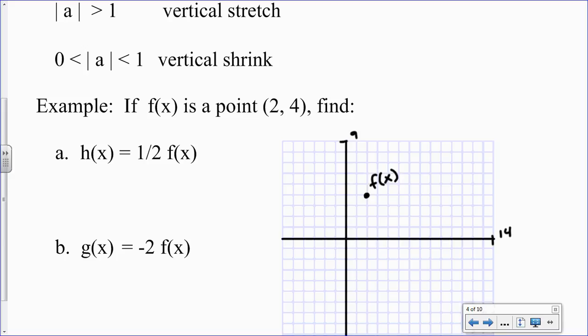Okay, so these are vertical stretches and shrinks. Because, remember, f of x is just a way to write y. So really what I'm doing is just 1/2 of the y coordinate. So 1/2 of 4, which equals 2. So h of x is 2, 2. My x coordinate does not change. My y coordinate changes.